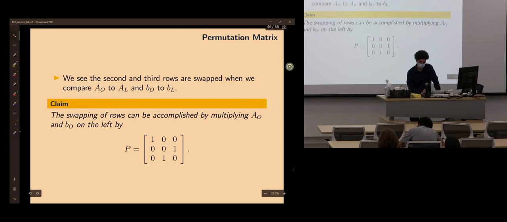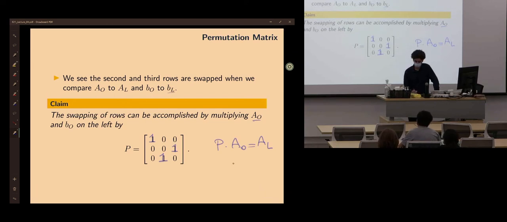This strange arrangement of zeros and ones. You have 1, 1, 1. The claim is that this will do the job. If I multiply P subscript O, that will give me a lower triangular form. Now, of course, we should also multiply with the right-hand side, B, right?